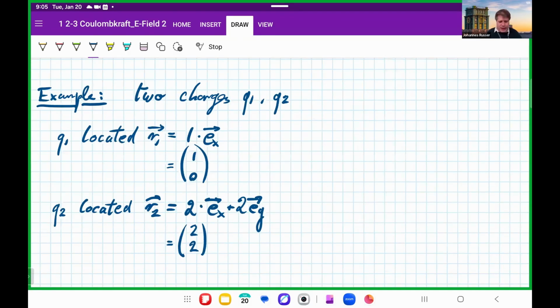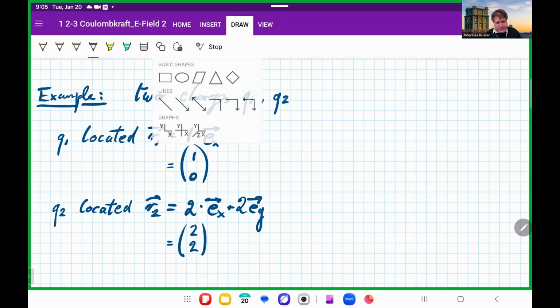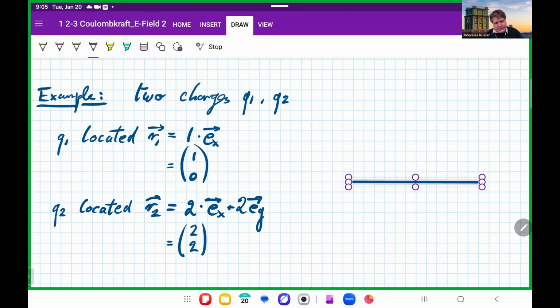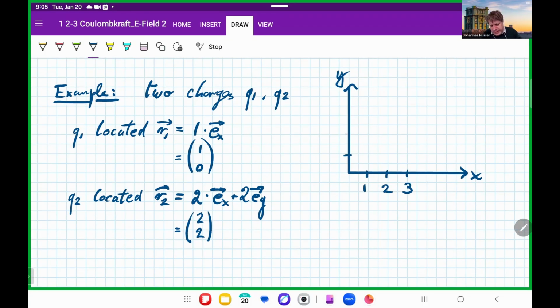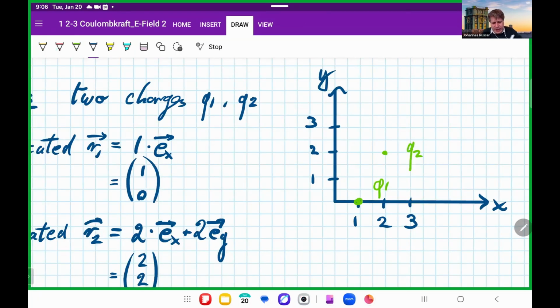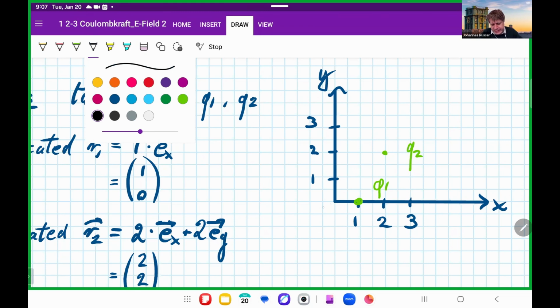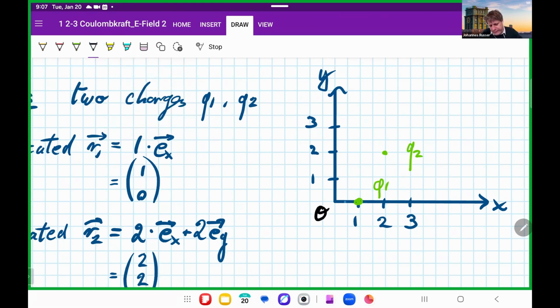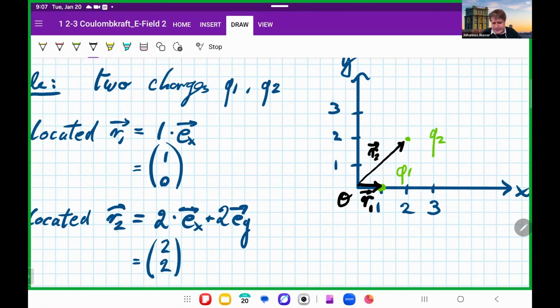Let's depict how that is in the coordinate system. We have here our coordinate system, X and Y. Never forget to label the axes of the coordinates. So our first charge is at (1, 0), and the other one is at (2, 2) here. So we have basically our vector here. This is (0, 0), this is our origin. We have our vector r1 here, we have the vector r2 here, and we have the distance vector.